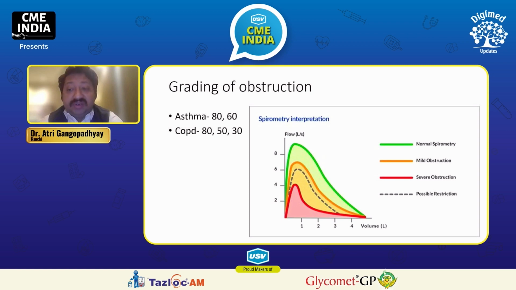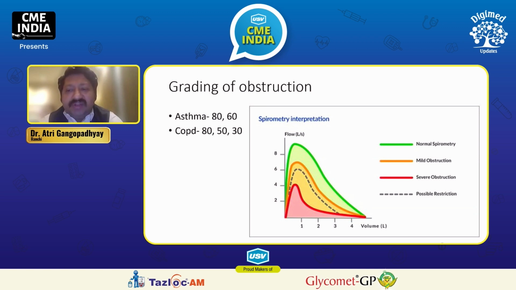Grading of obstruction. The spirometer is such a valuable tool that you can tell the patient, see, you are suffering from obstruction. The patient will ask, is my obstruction mild or is it serious? You can tell regarding the grading of obstruction. In our country, there are two main types of obstruction. One is known as asthma, one is known as COPD. When you look at the predicted values for FEV1, if you find that anything is beyond 80%, you can call it mild. If it is between 60 to 80%, you can call it moderate. If it is below 60%, you can call it severe.